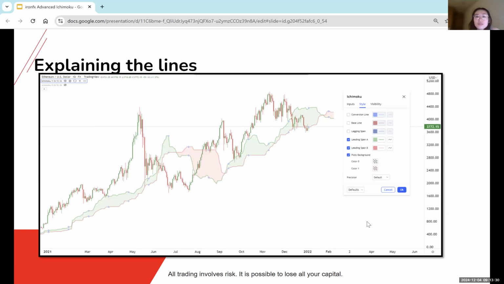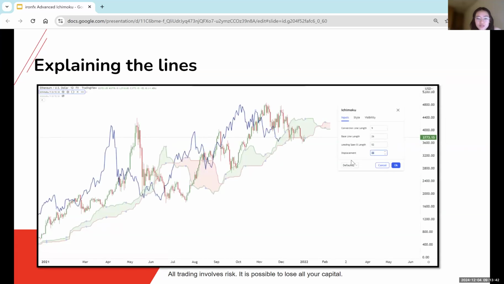Okay, now we're talking a bit about the clouds. So the clouds are basically the plots. You can see over here, this is from TradingView, the plots in between the leading span A and B. Okay, and here are our inputs if you want to take a screenshot. Our conversion line is 9, baseline length 26, leading span B length 52, and our displacement 26.